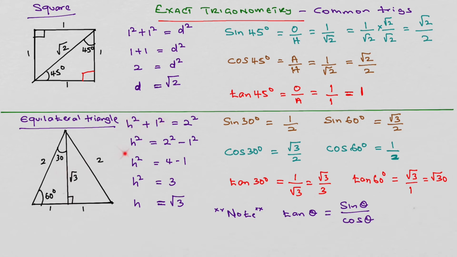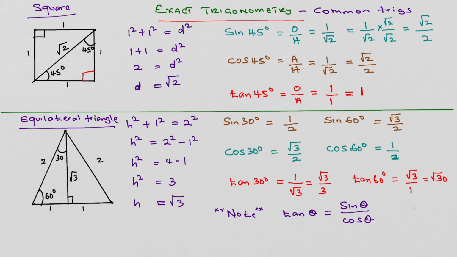h squared plus 1 squared equals 2 squared. So h squared equals 2 squared minus 1 squared. So we take 1 squared to the other side. So h squared equals 4 minus 1, because 1 squared is 1, 2 squared is 4. h squared equals 3. h equals root of 3. So the height here is root of 3.